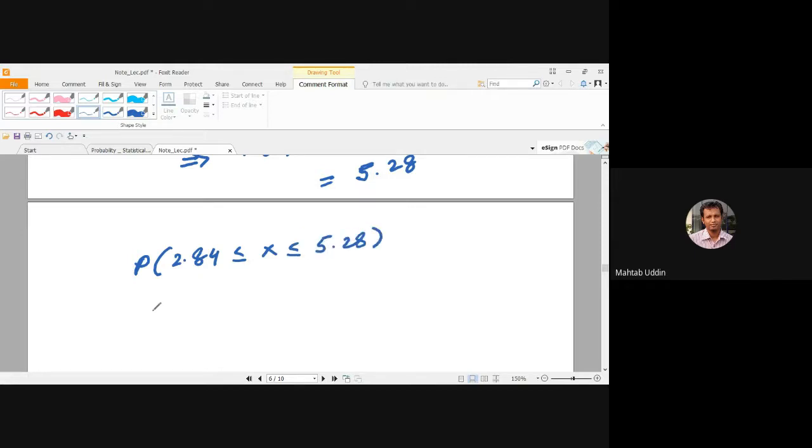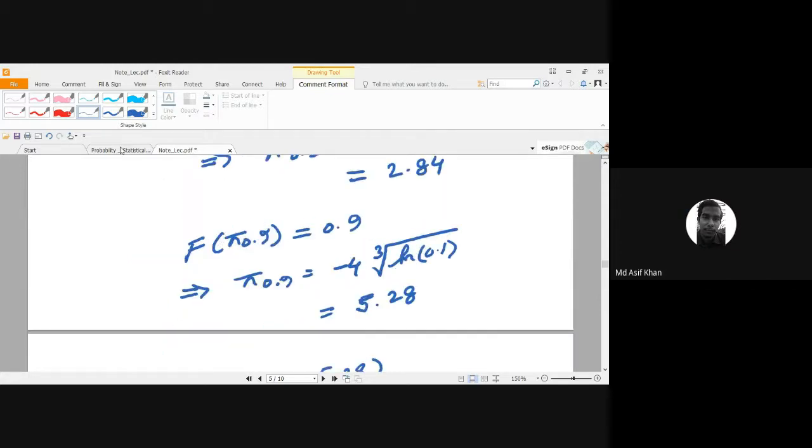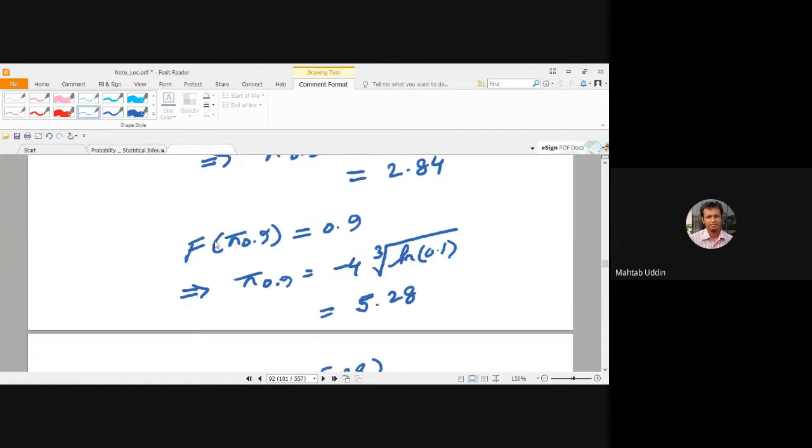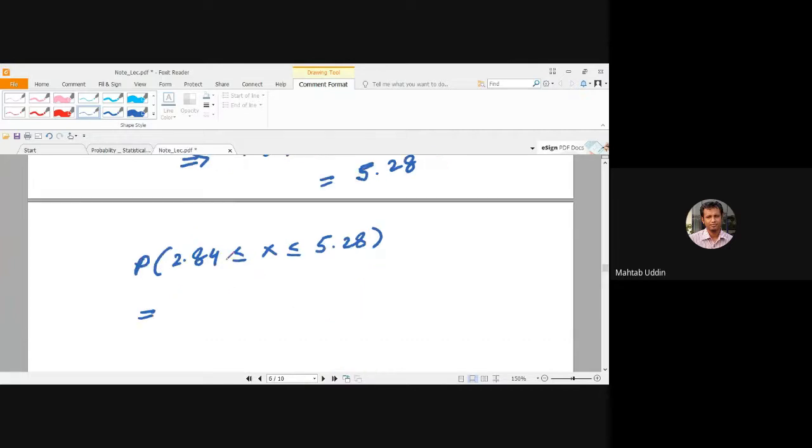Though this is unnecessary. But the last part is unnecessary. It's just showing we can use this, but this is not necessary. You can write F(5.28) minus F(2.84). But we know the probability of 5.28 is 0.9 and this is 0.3. But this part is not necessary for an exam. I am showing it just as in the book.